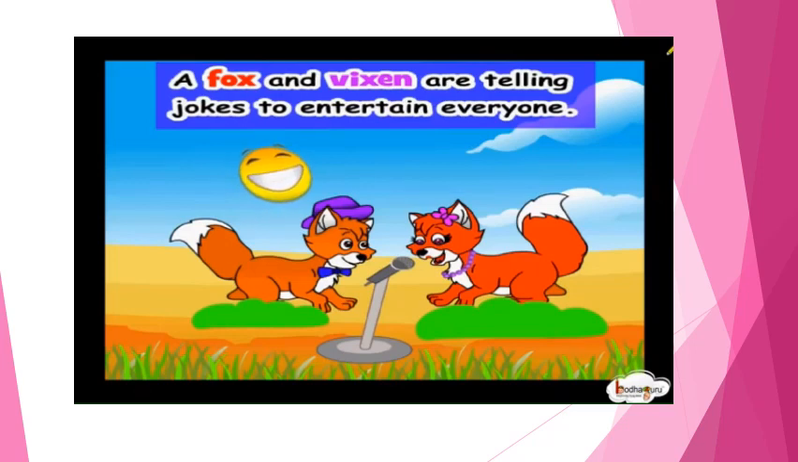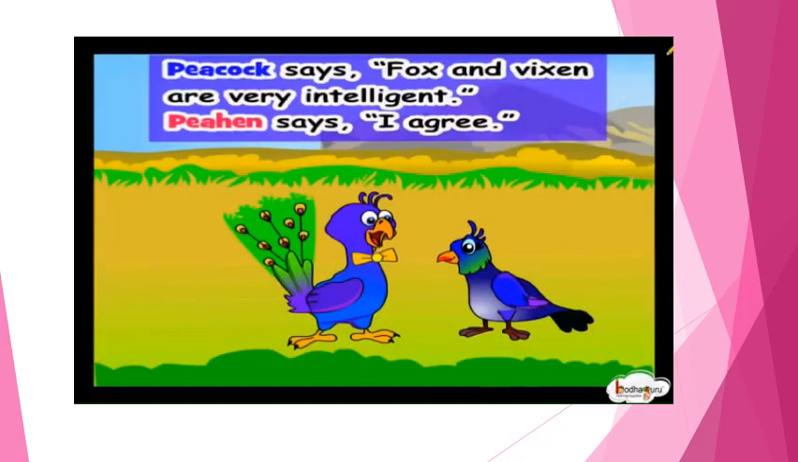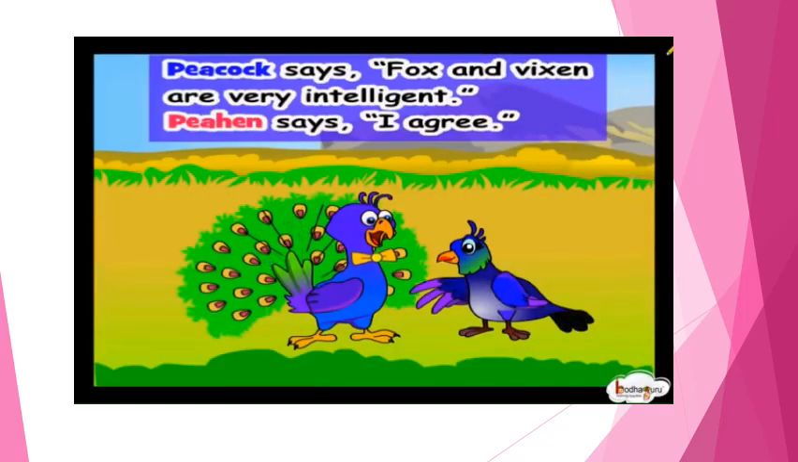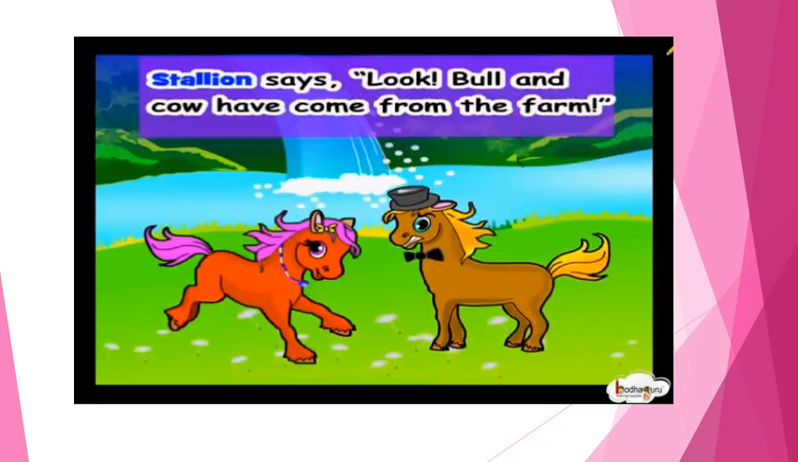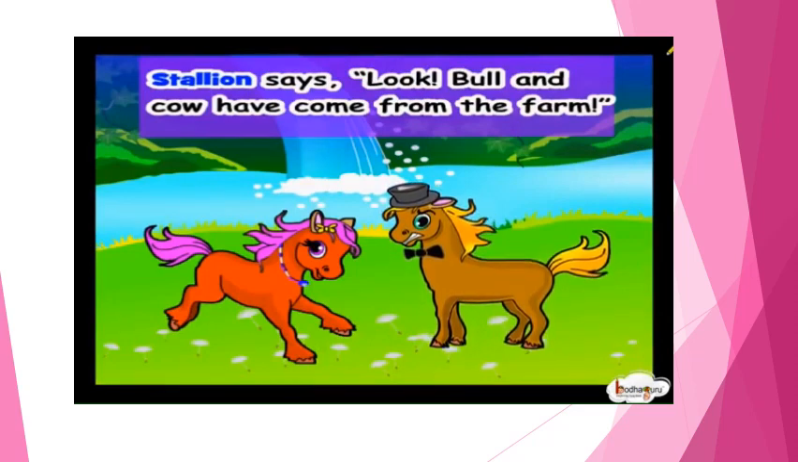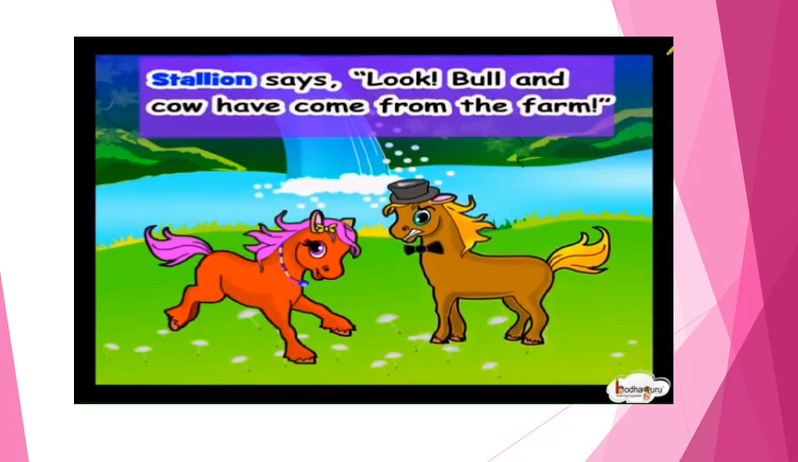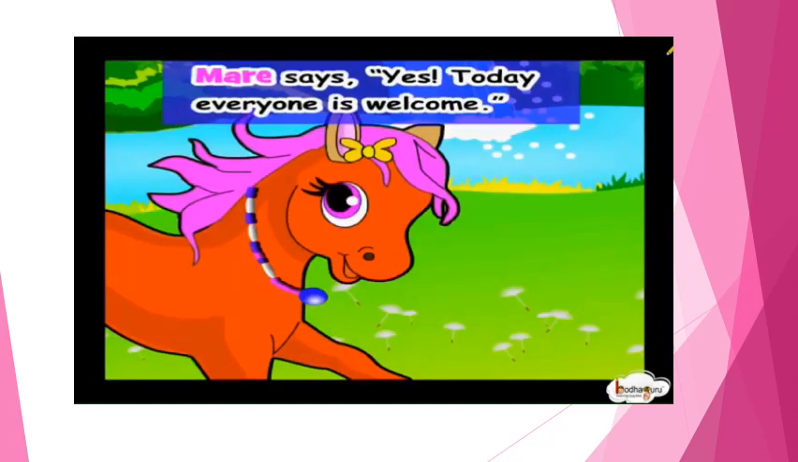A fox and vixen are telling jokes to entertain everyone. Peacock says, "Fox and vixen are very intelligent." Peahen says, "I agree." A bull and cow enter the party. Stallion says, "Look, bull and cow have come from the farm." Mare says, "Yes, today everyone is welcome."